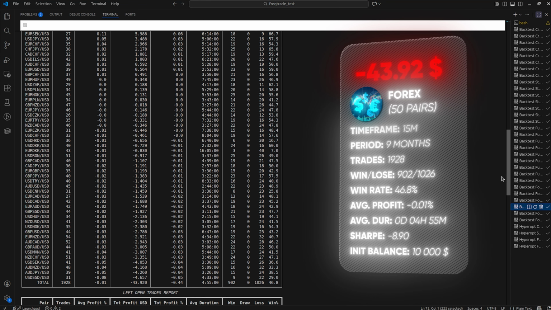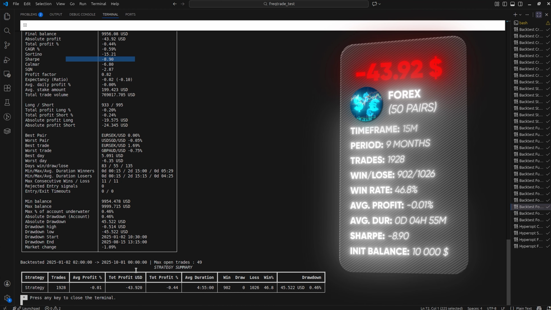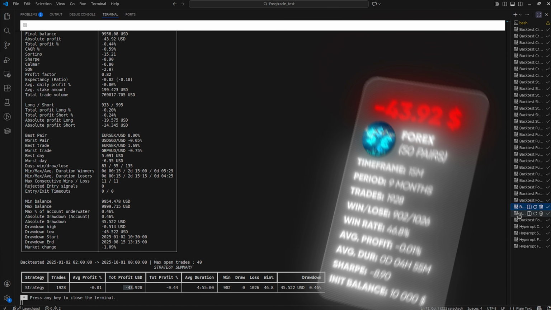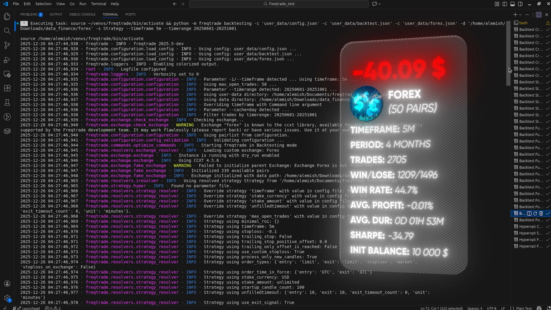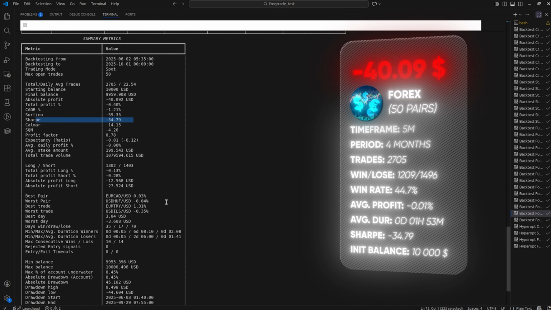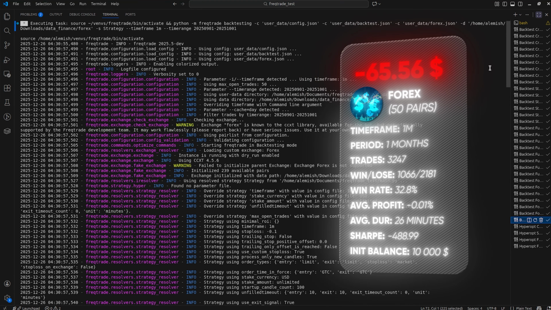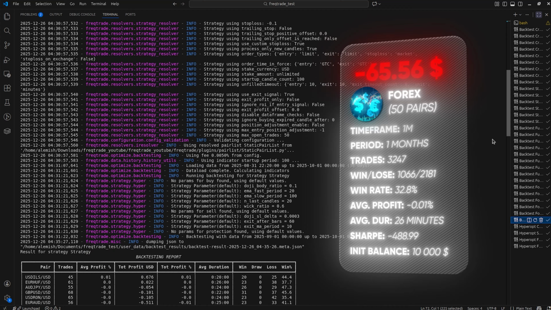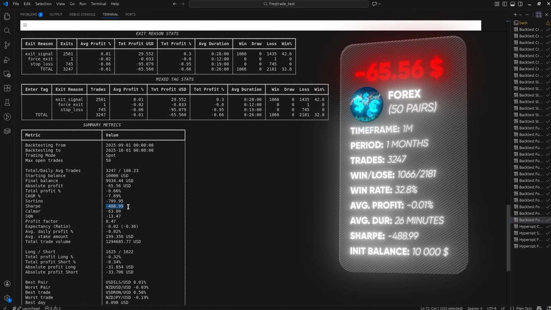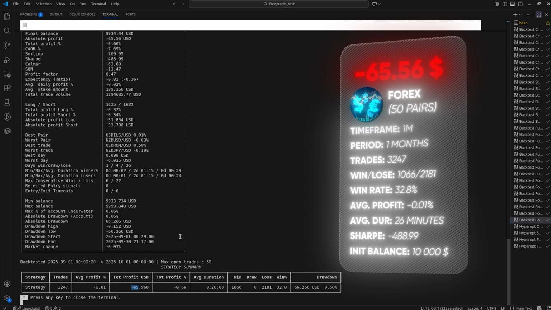Let's see what we got. Our Sharpe is negative, minus 8.9, but we lost only just $43, so that's not much. Next 5 minutes time frame. Sharpe is very low this time, minus 34, and we've lost $40. And finally, 1 minute time frame, not expecting much. Sharpe is minus 488, but we've lost only $65.